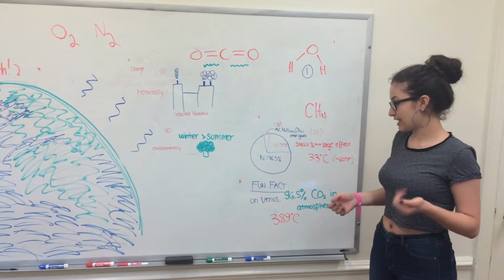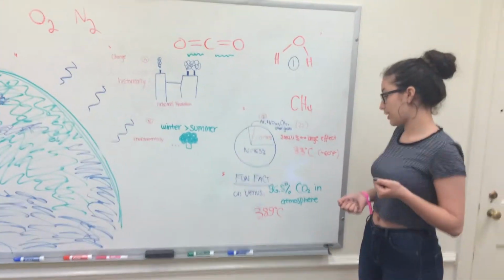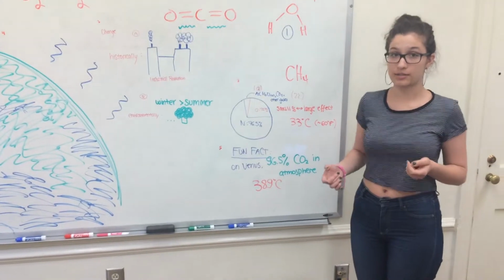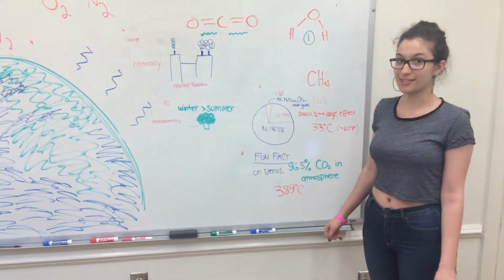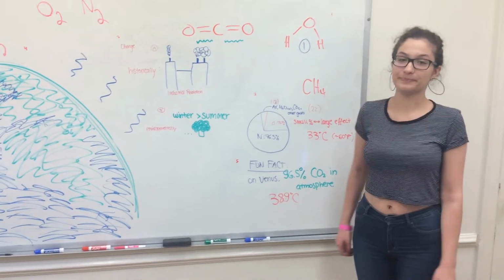And a fun fact is that on Venus, 96.5% of the atmosphere is comprised of carbon dioxide, and that corresponds to a whopping 389 degrees Celsius change in temperature.